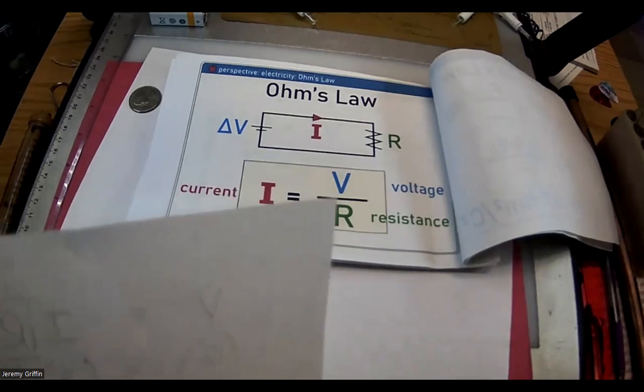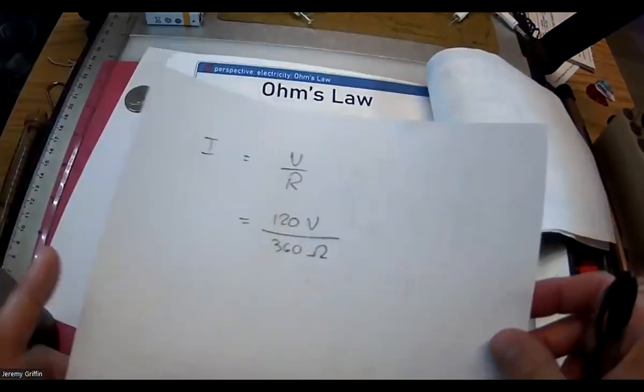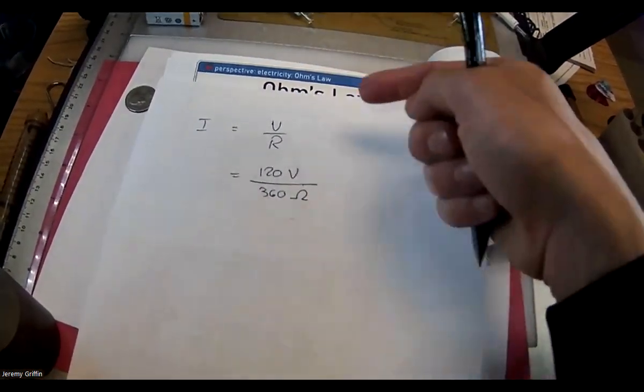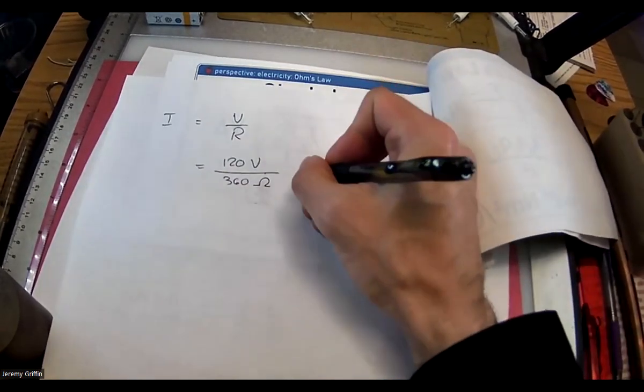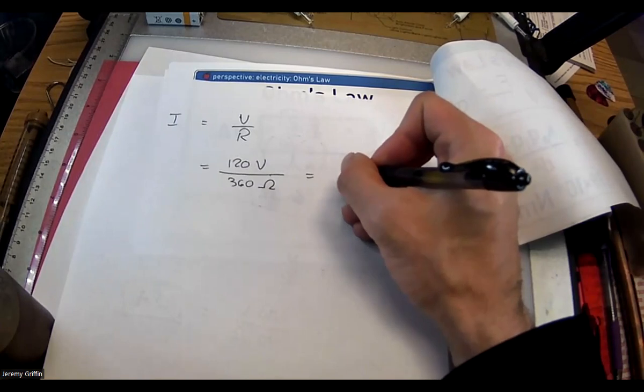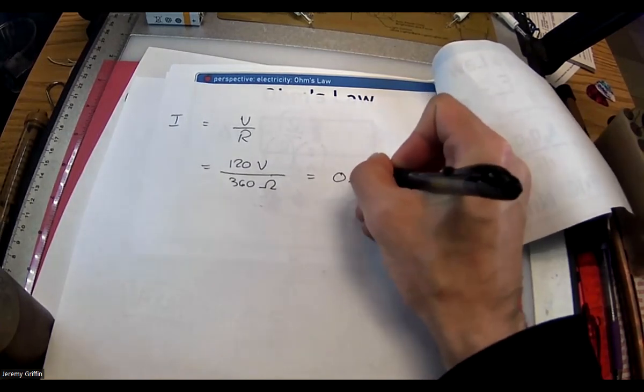All right, so we're still with Ohm's law. How much current flows? We've got 120 volts. We've got 360 ohms. So divide those two. That gives you a third of an amp.